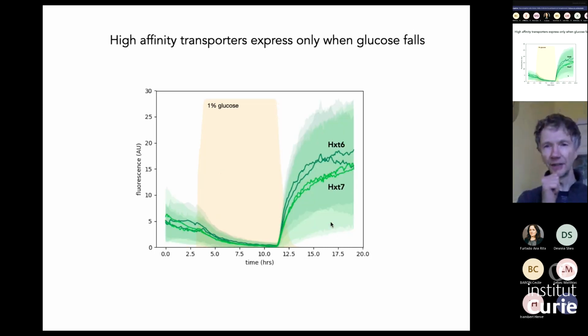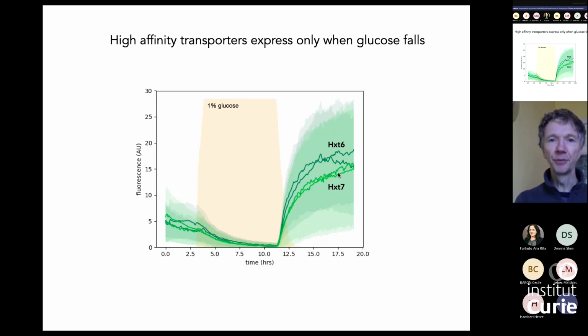When we look at the high affinity transporters, it was a bit more surprising. It's a bit complicated here because we initially grew the cells in galactose, and these transporters are expressed in galactose. We have some low expression at the beginning, but this gradually starts to fall. When we switch into glucose, there's no expression, and as glucose rises, these transporters fall further and quicker. And then when glucose is taken away, we get very high expression.